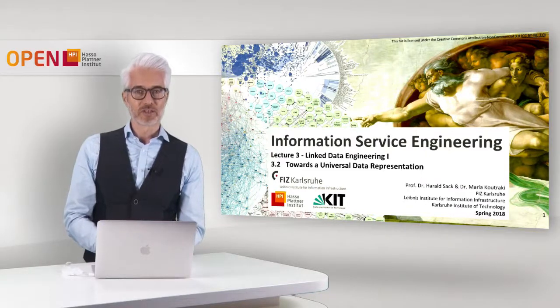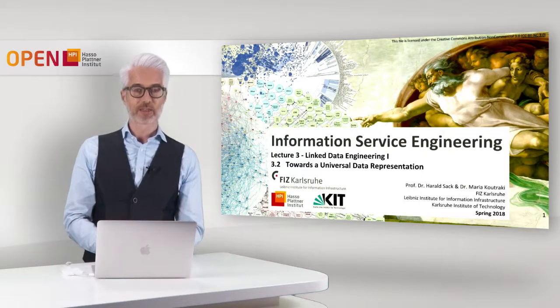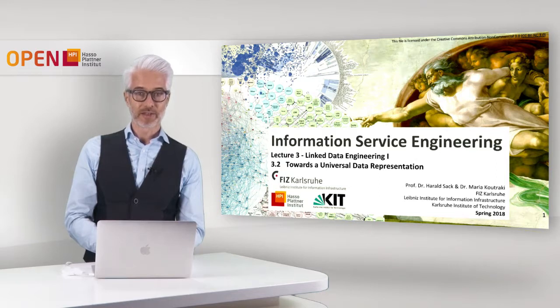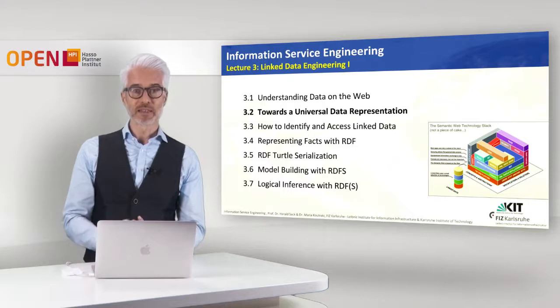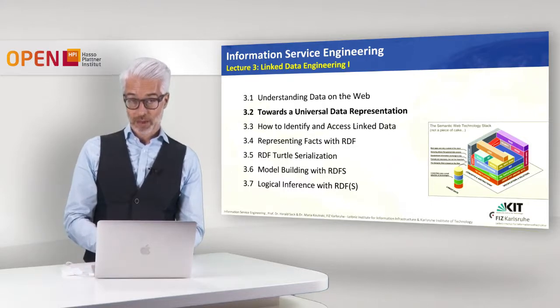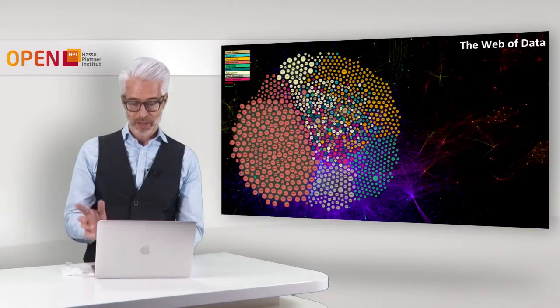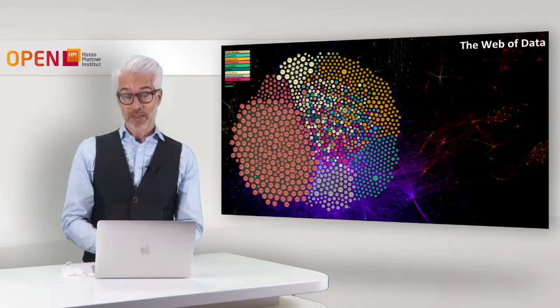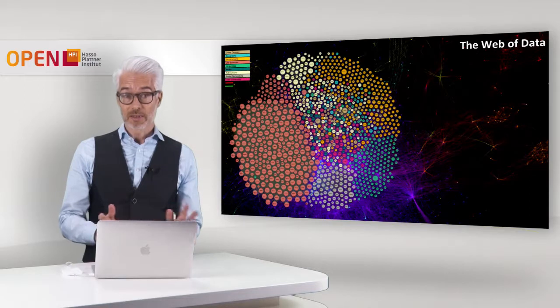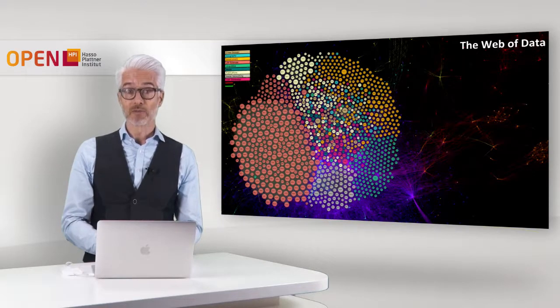Welcome, this is Information Service Engineering and this is Lecture 3, Linked Data Engineering. In this part of the lecture we want to investigate how to get towards a universal data representation on the web to represent semantics and semantic meaning. So the goal that we have is we want to achieve a web of data. The web of data already exists and we want to understand how it really works.